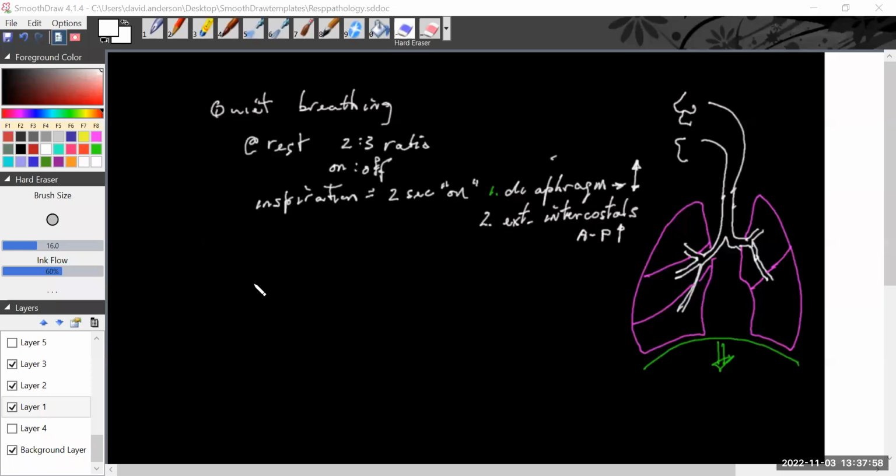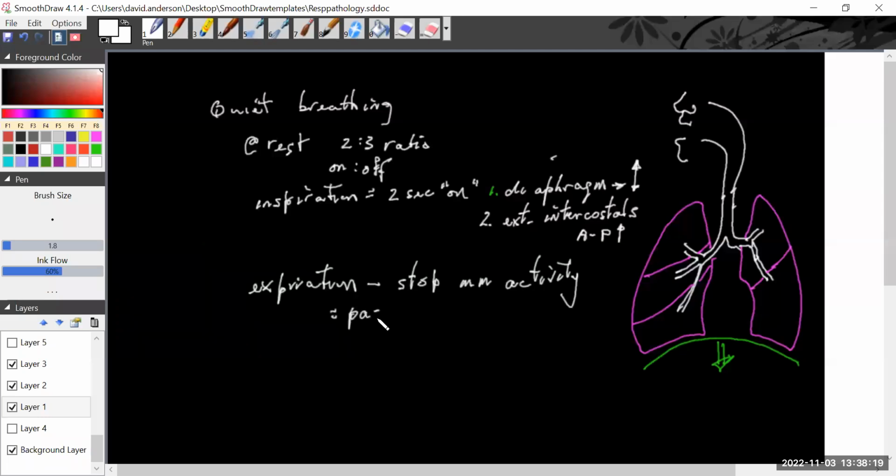So that's inspiration. And for expiration, we just have to stop the muscle activity. In other words, expiration at rest is passive, and that will last 3 seconds.